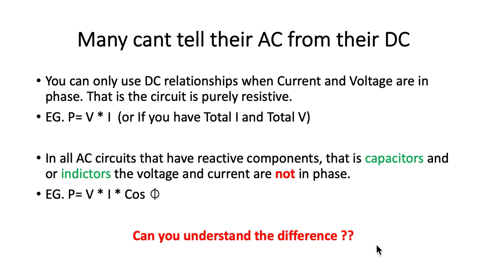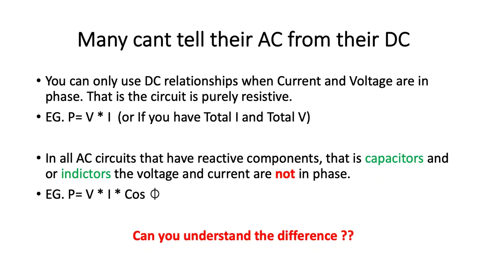From my experience of doing this for many years and marking many hundreds of assessments, here's what I found at the mid-semester break. Many students can't tell their AC from their DC. You can only use DC relationships in AC when current and voltage are in phase. That is, the circuit is purely resistive. Example, power equals the volts times the current, or if you have the total current and the total voltage, then you could also use an Ohm's Law approach. Apart from then, you cannot use Ohm's Law.